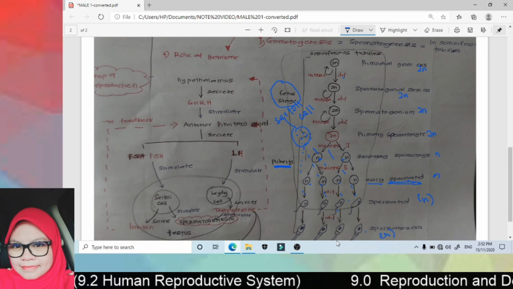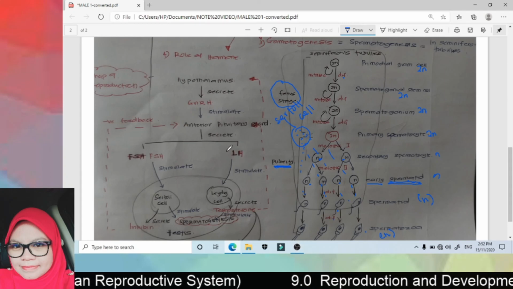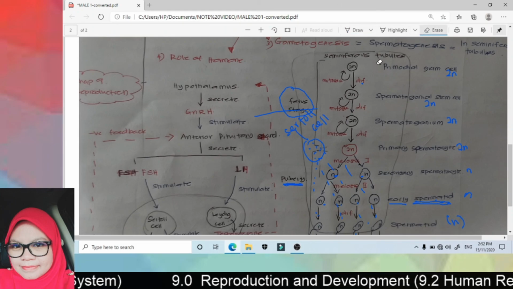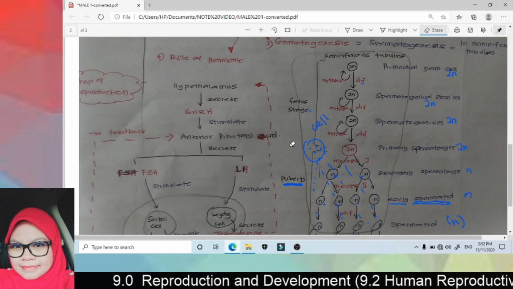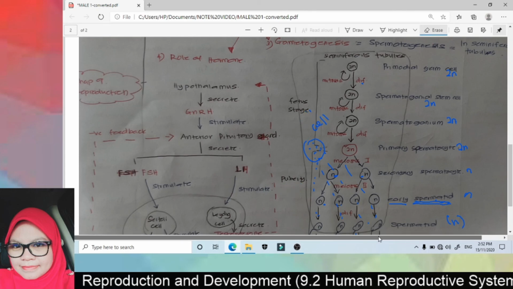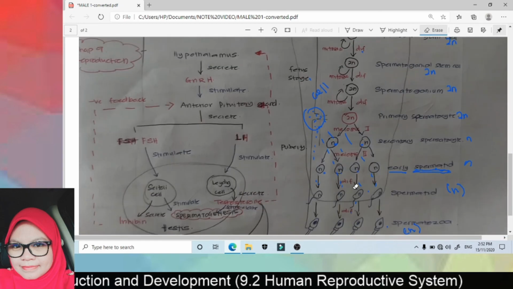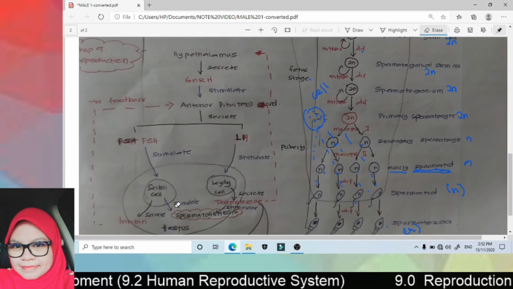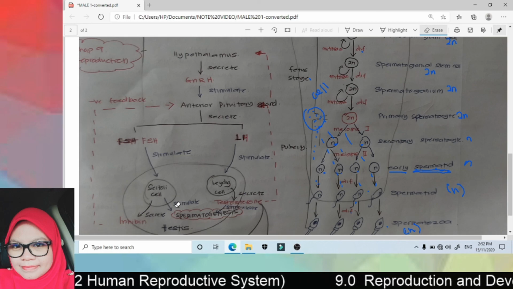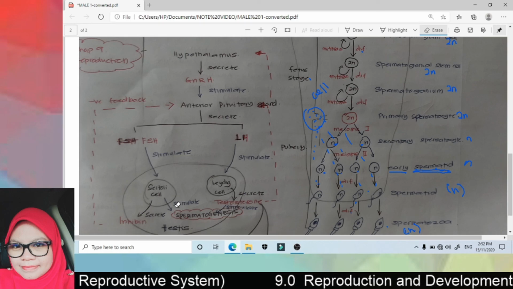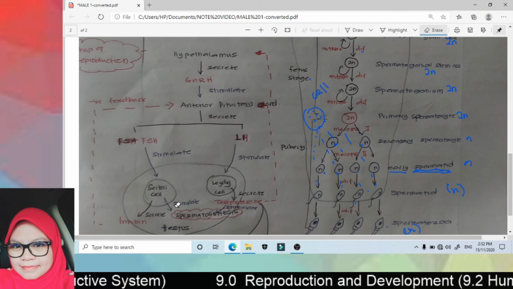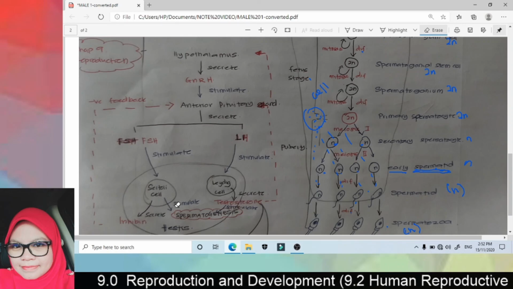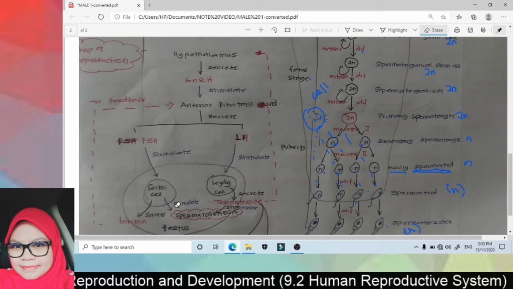Okay, so now the last part in male is the role of hormone. The role of hormone in spermatogenesis. So, macam mana proses spermatogenesis ni berlaku? Macam mana dia punya rate boleh slow down? Semua ini bergantung kepada hormon. Okay? Hormon tak banyak, perempuan lebih banyak and lebih complicated sebab perempuan lebih banyak hormon. So, hormon tak banyak untuk lelaki.